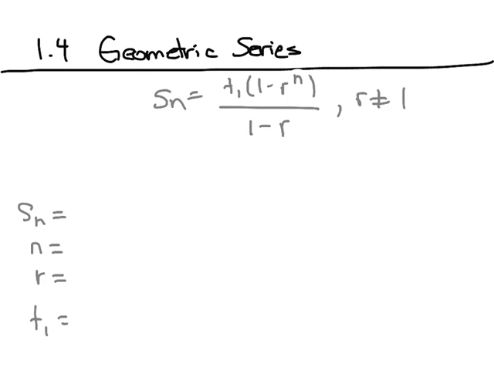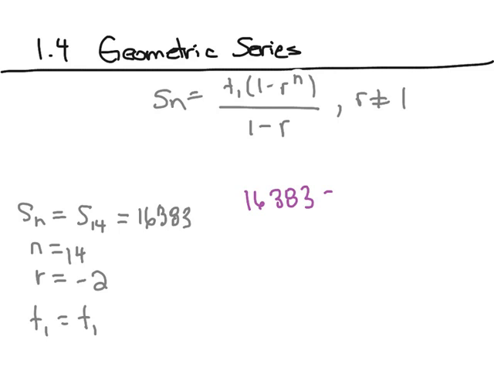For the next example, the sum of the first 14 terms, so sum of 14, n will be 14, is 16,383. So we know our sum of 14 is equal to 16,383. Our common ratio is negative 2. Determine the first term. So we want to find T1. So we plug this into our equation. 16,383 is equal to T1, bracket 1 minus negative 2 to the power of 14, divided by 1 minus negative 2.